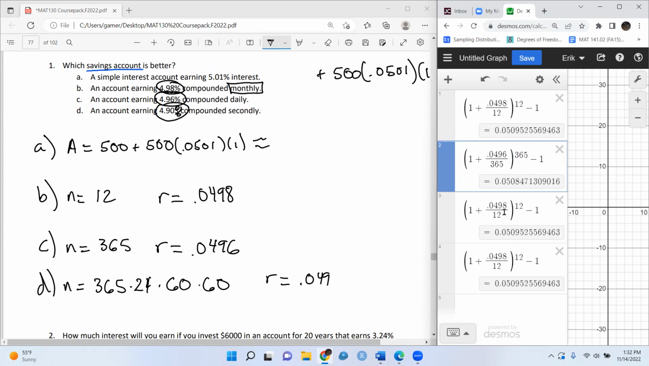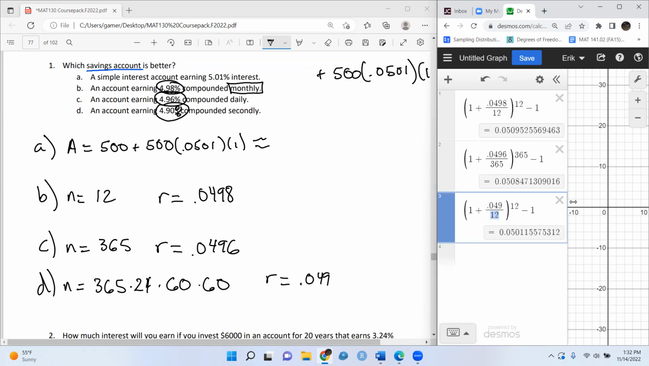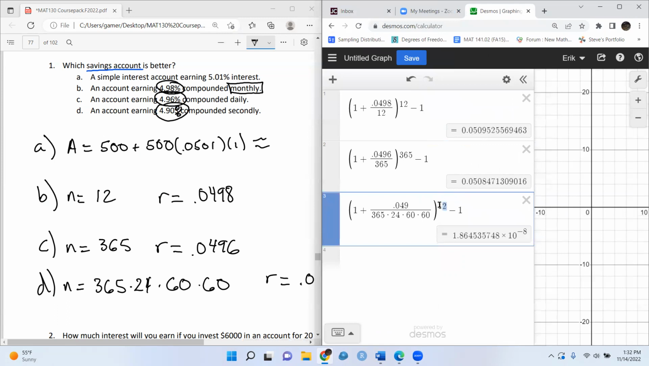And then, oh, I guess I got too many of these. And then the last one, we're going to do 0.049, and then we're going to do that crazy multiplication: 365 times 24 times 60 times 60. Whatever that is, we're going to raise that. Oh, come on now. Let me put that over here.